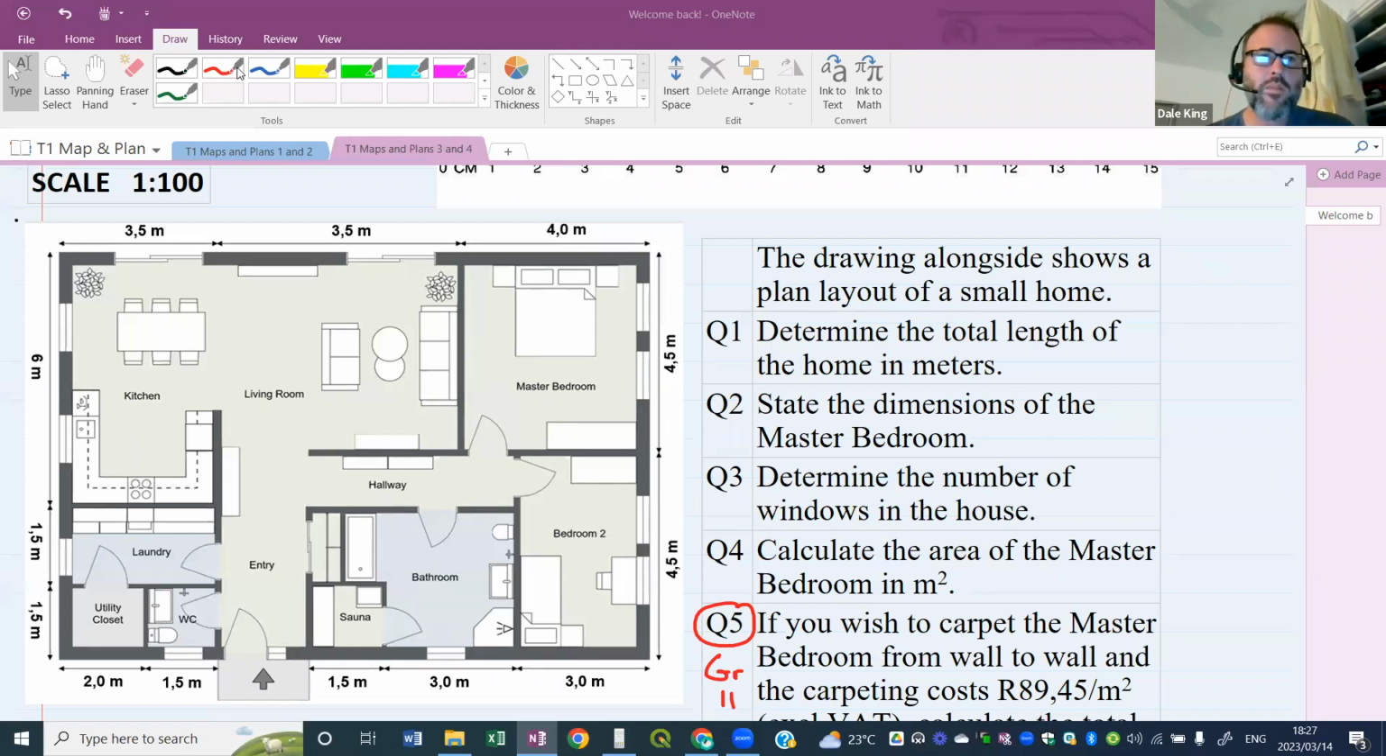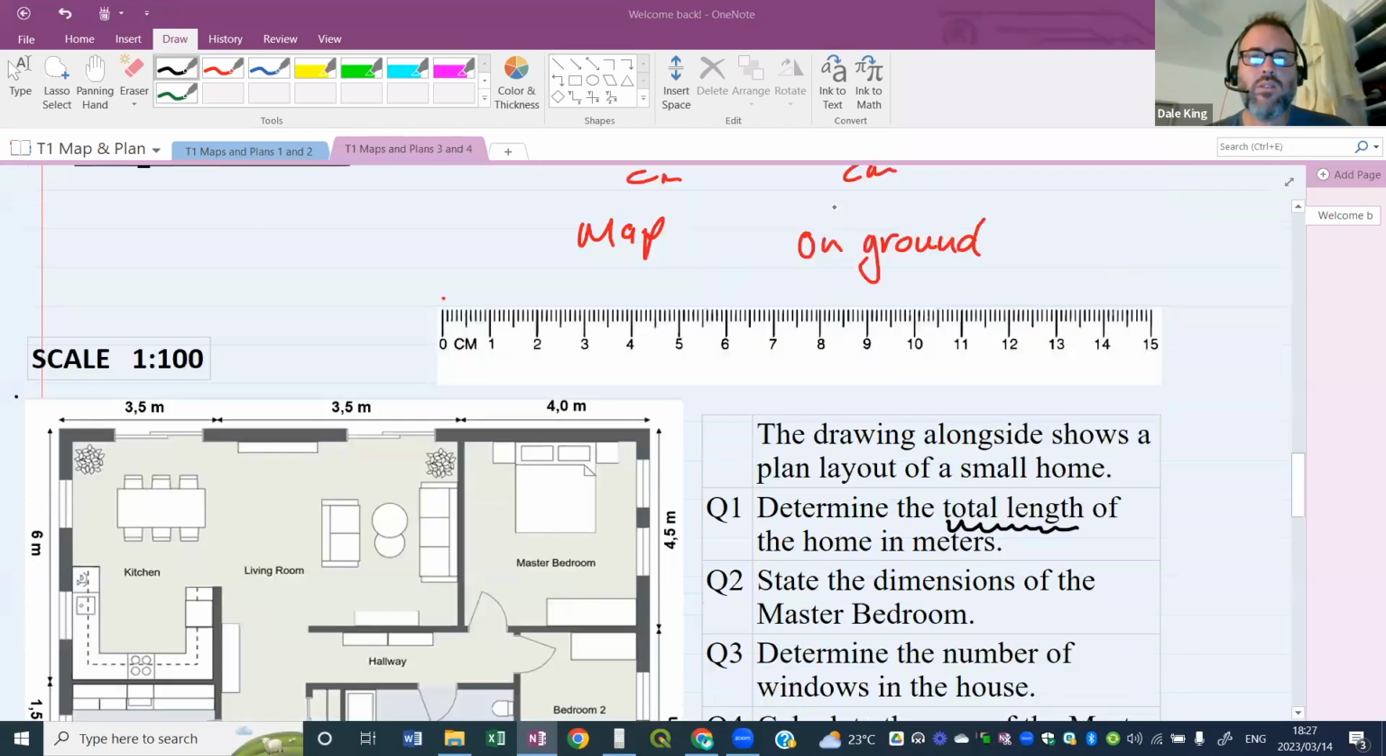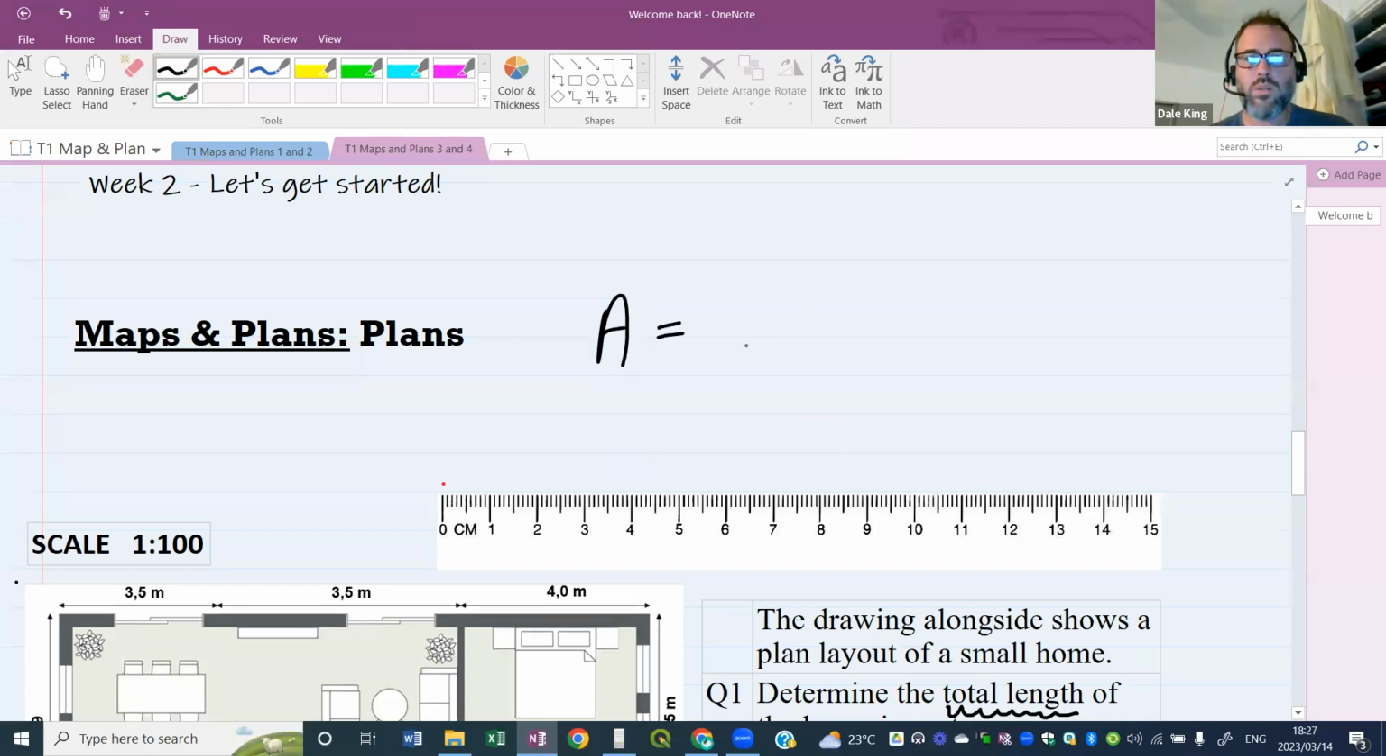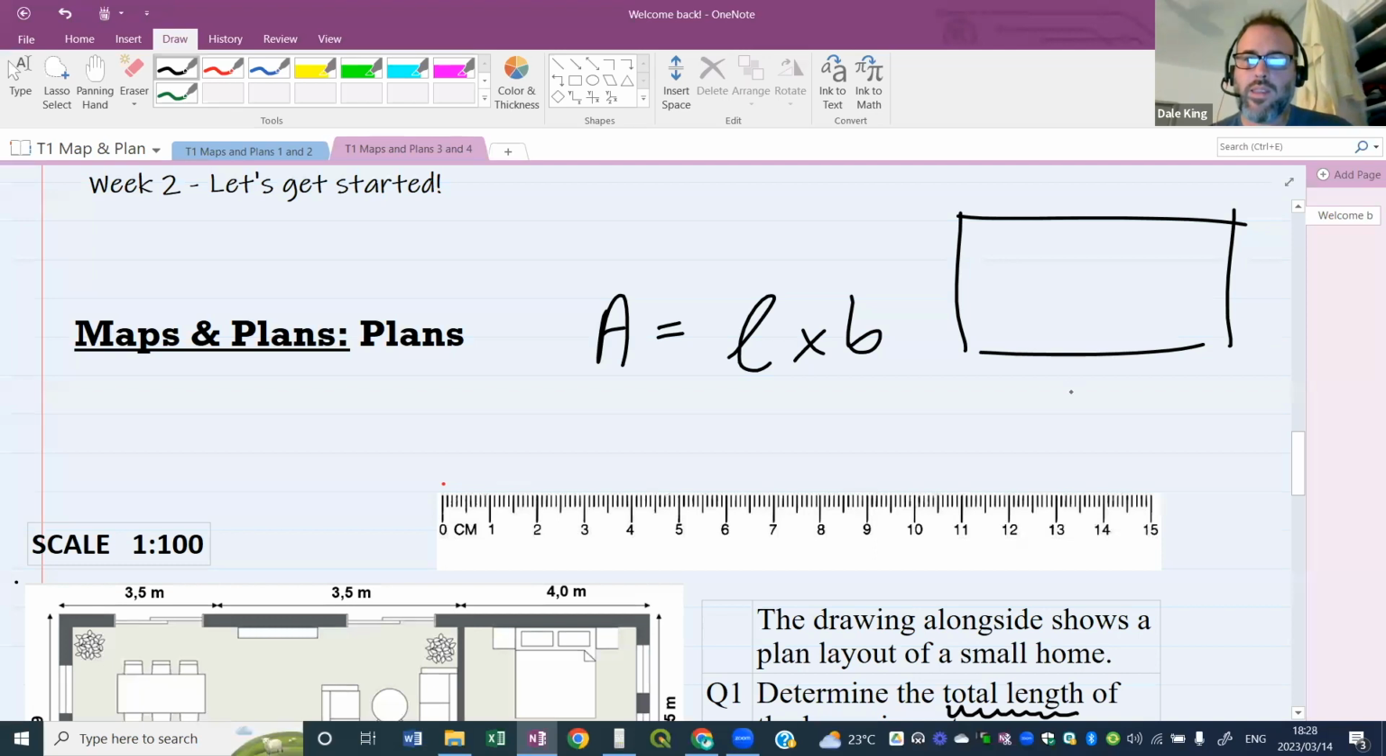So the length that I'm referring to in this question is to determine the total length of the home in meters. That word length, you've heard it before. For example, when they say work out the area of a rectangle. The formula for the area of a rectangle is area equals length times breadth. So in a rectangle, this length is the longest line and the breadth or the width is the shortest line.